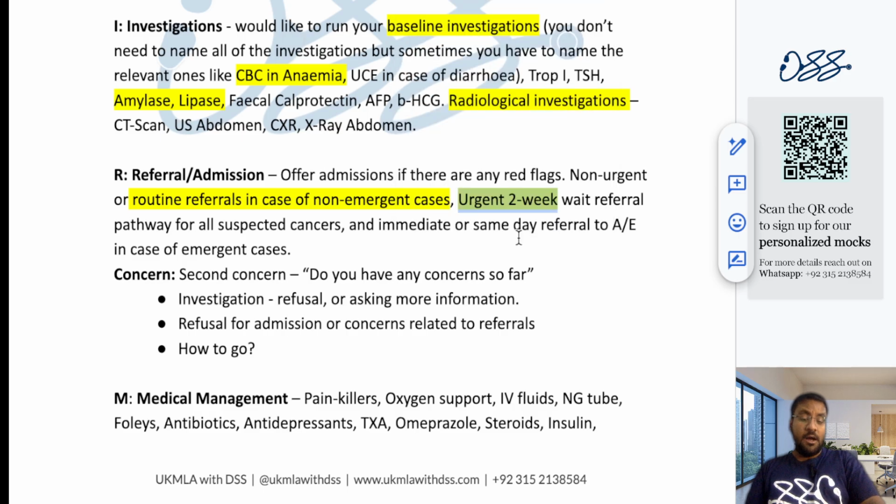And then you may have to immediately or the same day refer to the A&E in case of emergency cases.